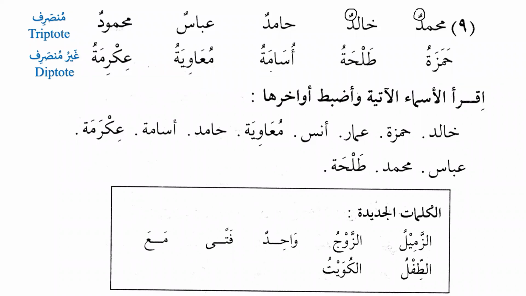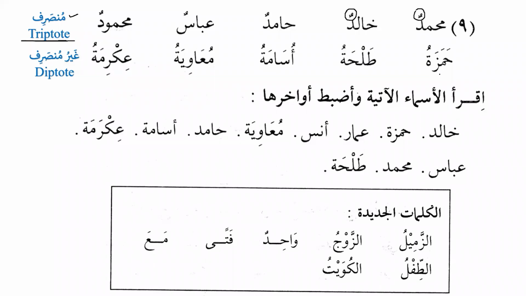And now the second thing that we have learned, so we say that they are munsarif. In Arabic, we say munsarif. And in English, we say triptot, or we say they are flexible. Flexible means that they will have 3 different states. So we say Muhammadun, Muhammadan, Muhammadin, Khalidun, Khalidan, Khalidin, and so on and so forth.